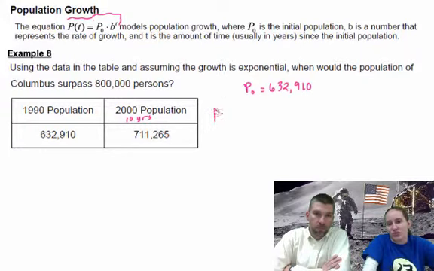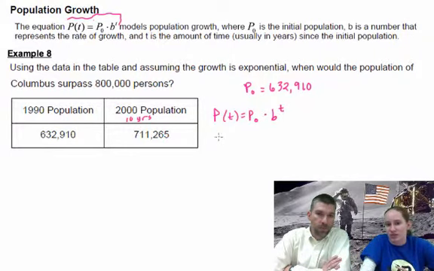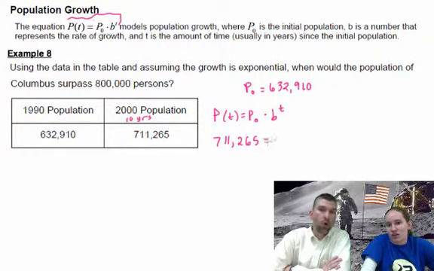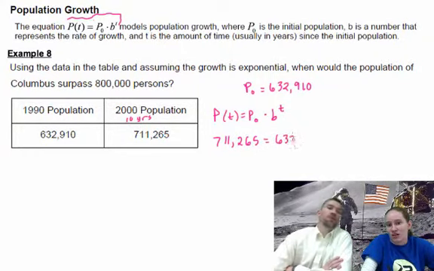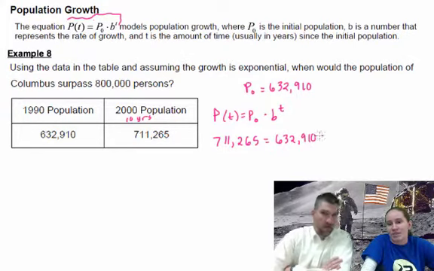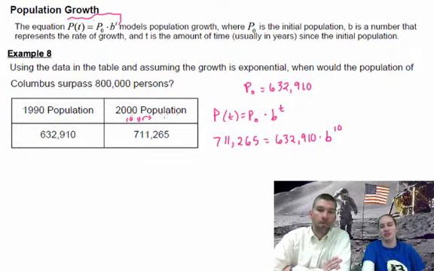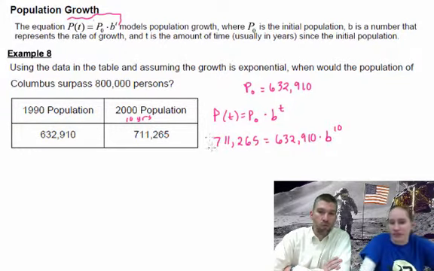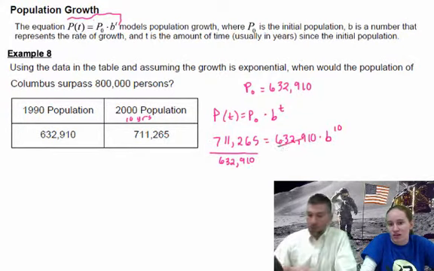So if we use this formula, P of t equals P naught times B to the t, we actually know almost all of this information. We know that P of t, which will be P of 10, is 711,265. I know P naught, 632,910. We don't know B. That's what we're trying to find, but we know that this is all happening when they're 10 years apart. So we can solve for B. Divide both sides by 632,910.